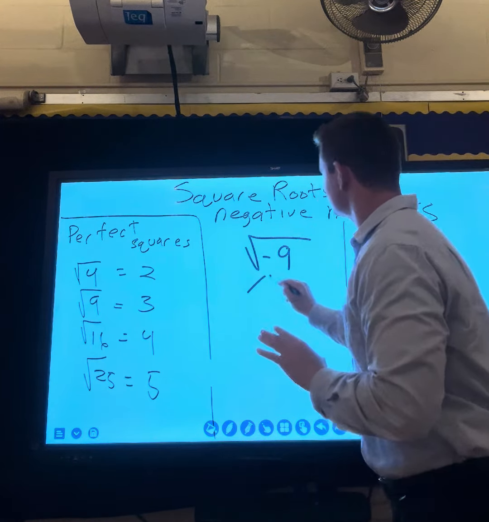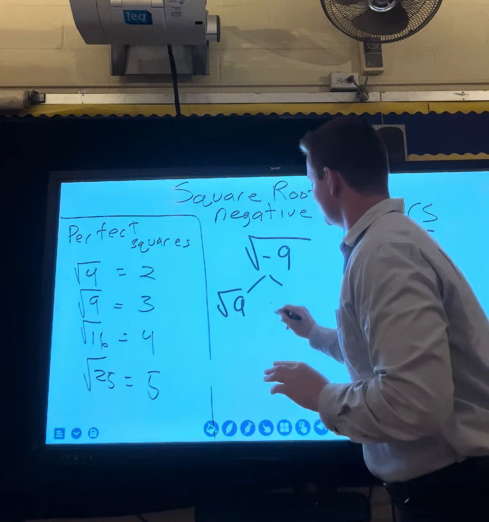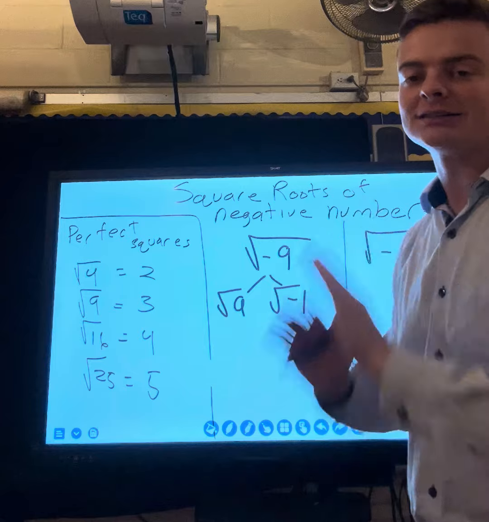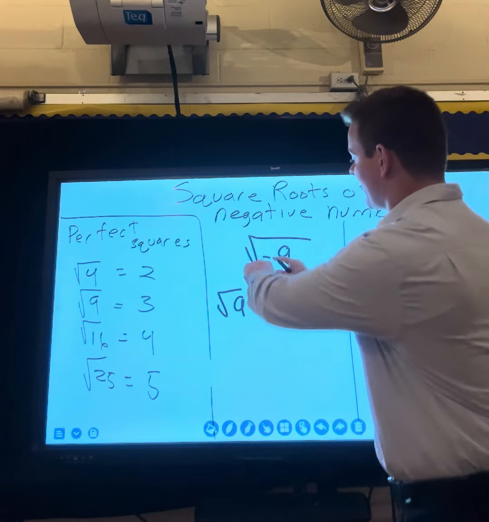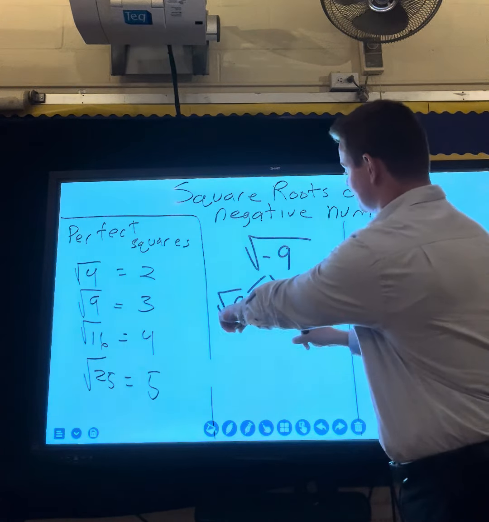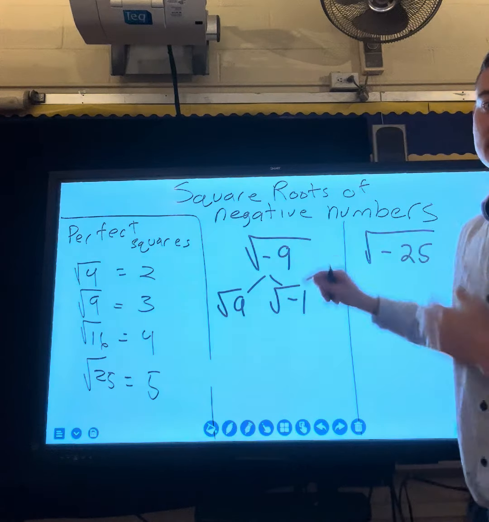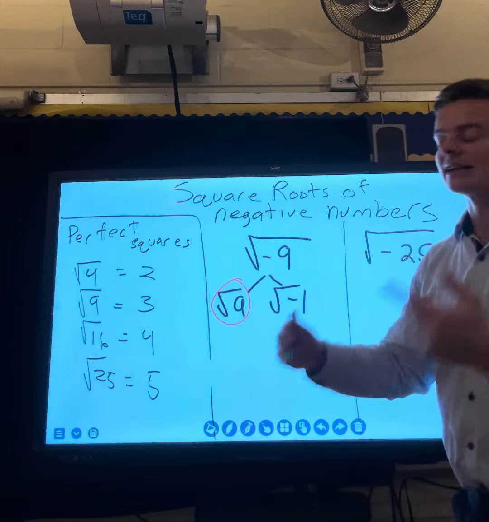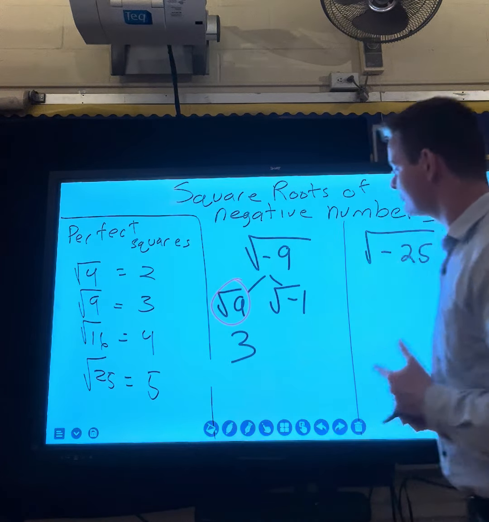I'm going to split this up to be 9 and -1. Just like how we split up normal positive square roots, I'm going to split this up to be 9 and -1, because 9 times -1 is just -9, no big deal. What's nice about the square root of 9 is that it's just 3. So this just becomes 3.